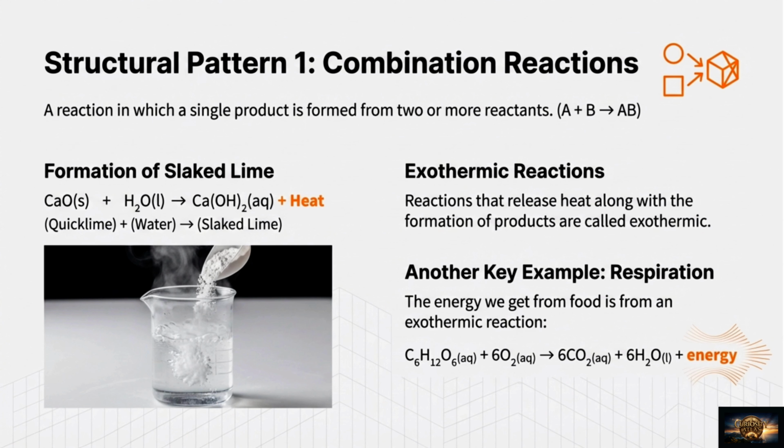Structural pattern 1 is the combination reaction, where two or more reactants form a single product. The formation of slaked lime is an example, which is also an exothermic reaction, releasing heat.